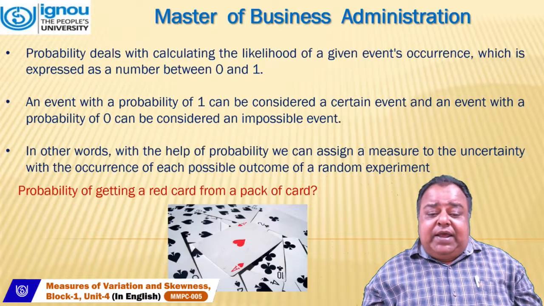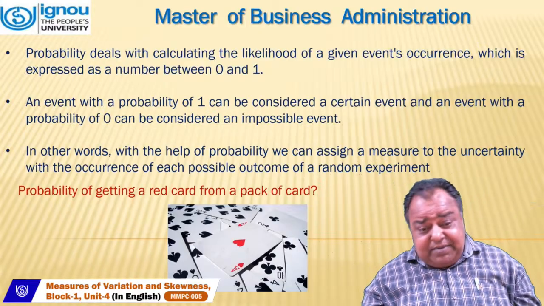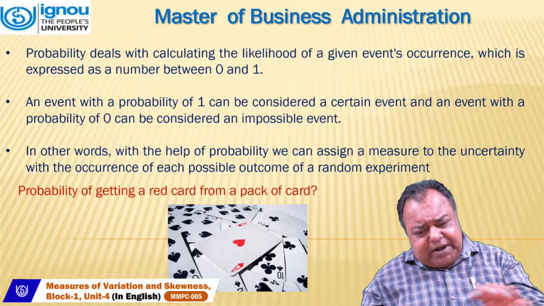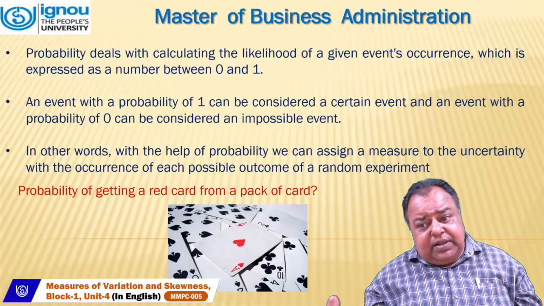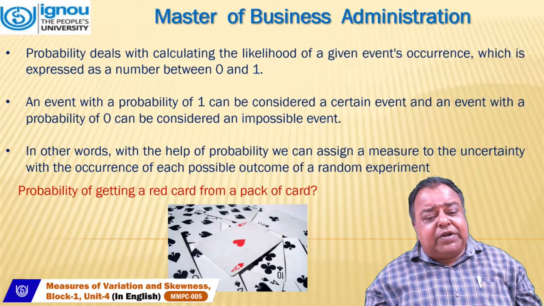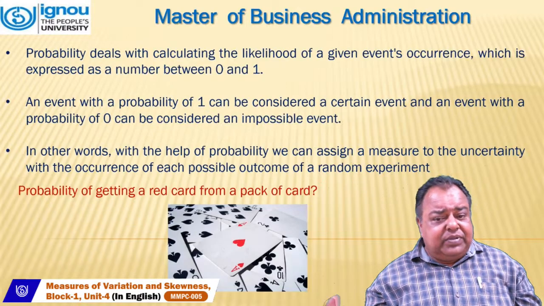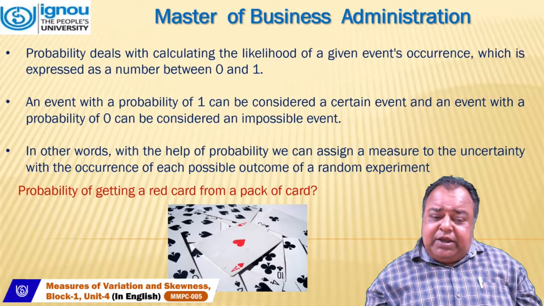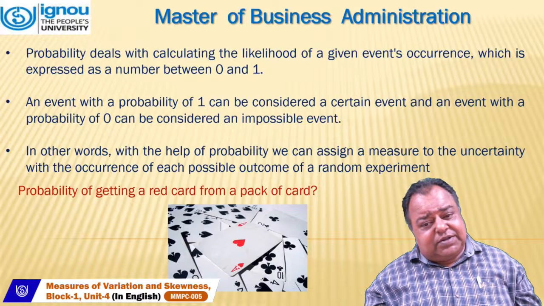What is the probability of getting a red card from a pack of cards? Now the question arises, how many total cards are there? We are aware that in a pack of cards, there are 26 red cards and 26 black cards. Going back to the basic formula for probability, that is number of favorable cases upon total number of cases: for the red card, 26 red cards, and total cards are 52. In that case, the probability of getting a red card from a pack of cards will be 26 by 52, which is 1 by 2.